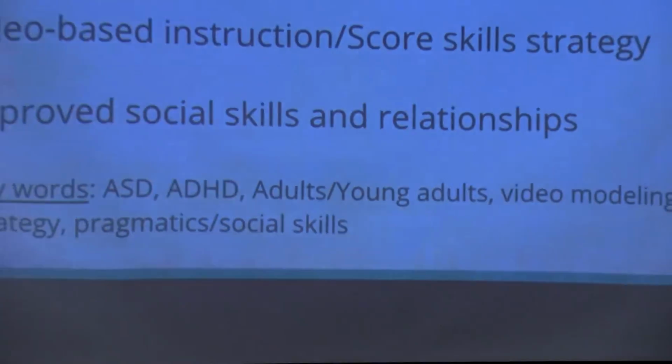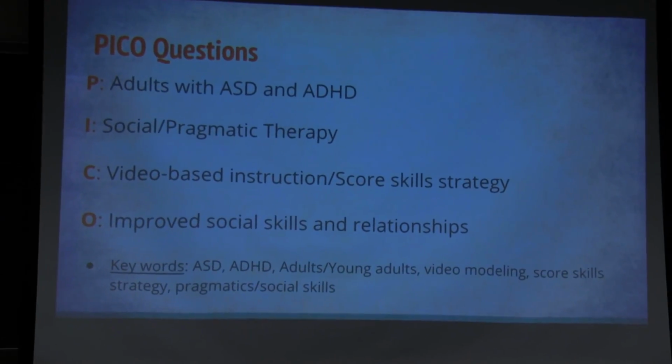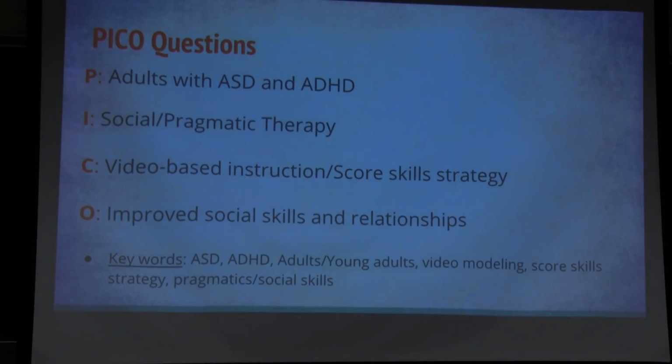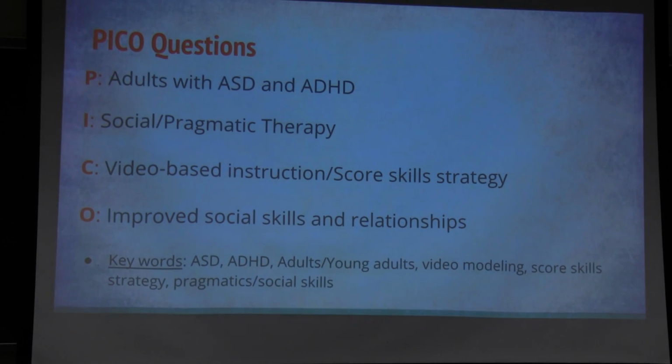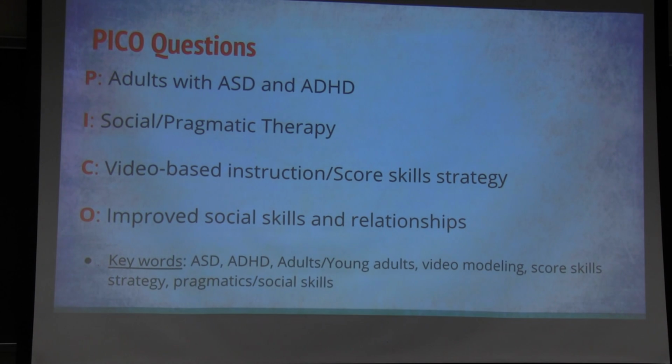So, based on everything that we learned from the case study, we created a PICO question. And that's also listed on the little form that we gave you. So, if you ever get confused because it is rather lengthy, our PICO question was: for adults with comorbid ASD and ADHD, does a video-based modeling approach to therapy work better than a SCORE skills approach to therapy in terms of social and pragmatic therapy?